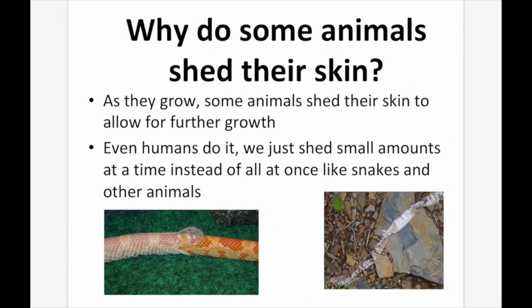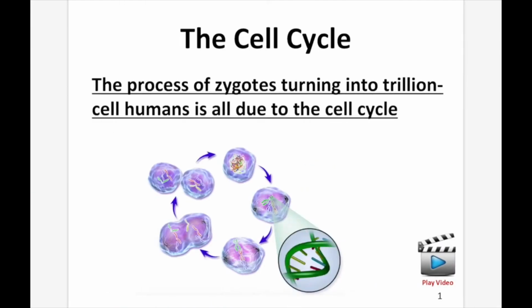Why do some animals shed their skin? As they grow, some animals shed their skin to allow for further growth. Even humans do this. We just shed it in very small amounts that are hard to see. And the cell cycle allows for this to happen. If the cell cycle wasn't around, then these old dead skin cells wouldn't be able to be replaced by new healthy cells.